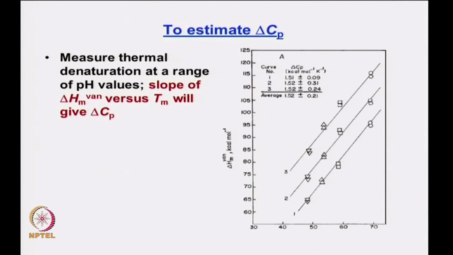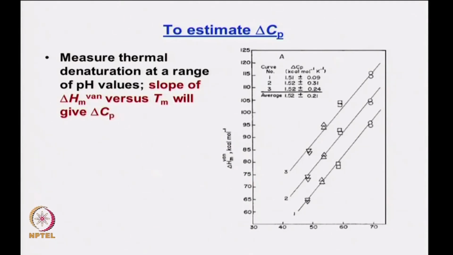So, what you do is you do thermal transitions at different pH values, say one is pH 4, one is pH 6, one is pH 8, one is pH 9, whatever. Now, what will happen is, when you do these thermal denaturation transitions at different pH values, you will get different Tm values for every pH, right, because Tm is dependent upon the protein stability.